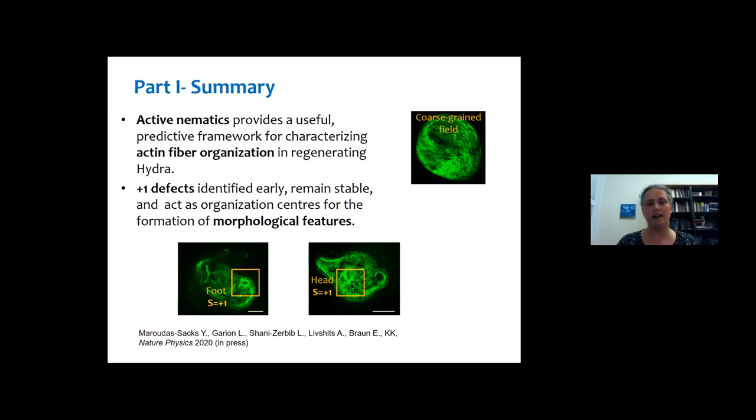Actually, no. The elongation process and the movement of the 2+½ defects and their merger actually occur simultaneously. So we see the 2+½ defects moving towards the region that will become the foot as the tissue elongates.